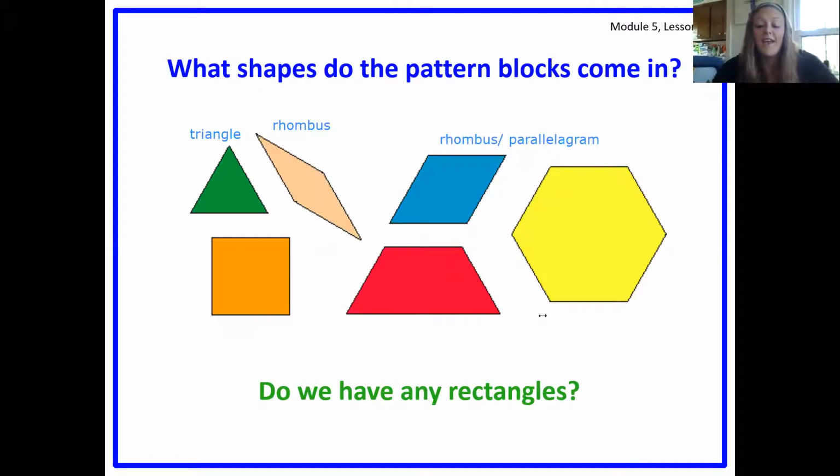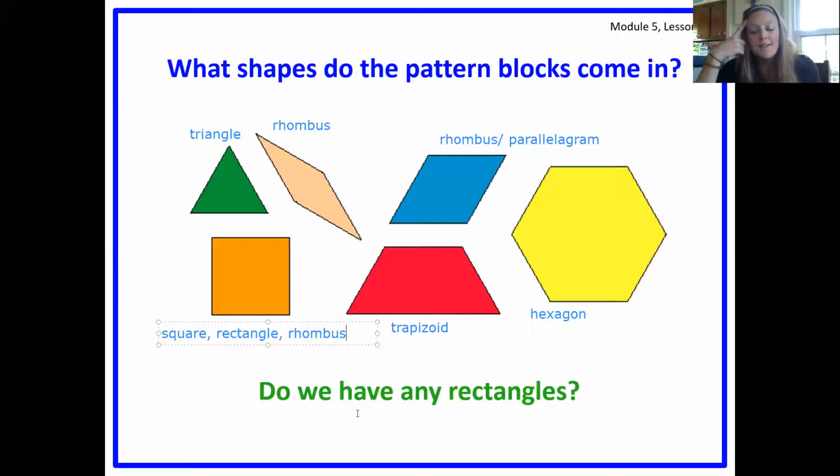Down here, we know this one. This one is a hexagon because it has 6 sides. We have a trapezoid, right? So our trapezoid has 4 sides. They're not all the same length and they're not square corners. And then over here we have, oh gosh, what are all the names for this one? Ready? Square, rectangle, and a rhombus. Okay, so these are all the shapes that our pattern blocks come in.